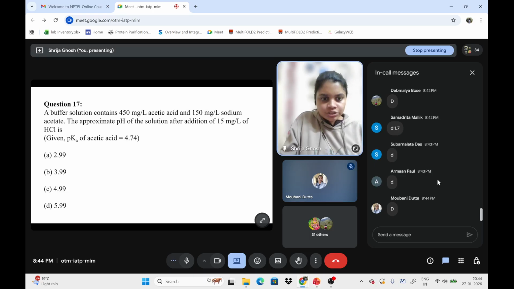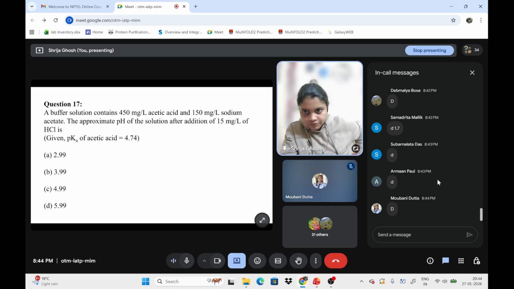Moving to the next question. Okay, this is an important question. We'll take time on this. A buffer solution contains 450 mg per liter acetic acid and 150 mg per liter of sodium acetate. Approximate pH of the solution after addition of 15 mg per liter of HCl is.